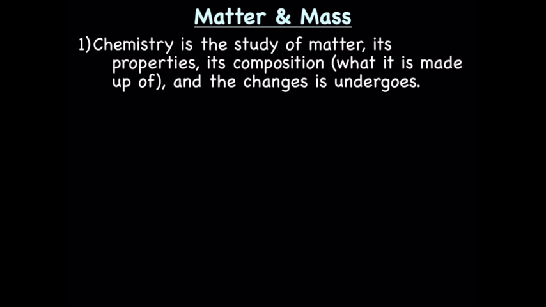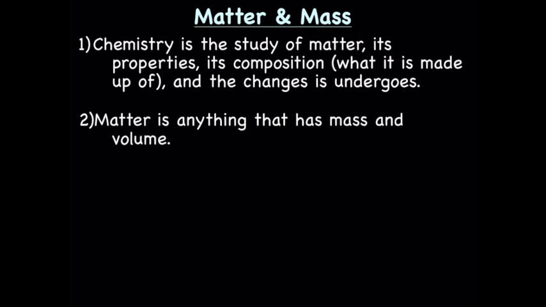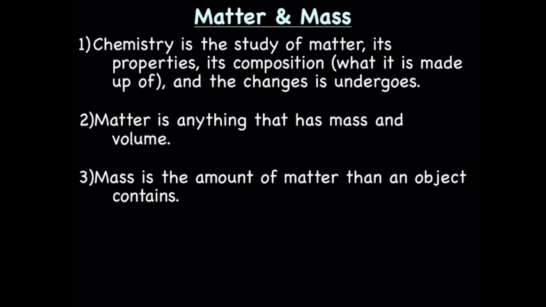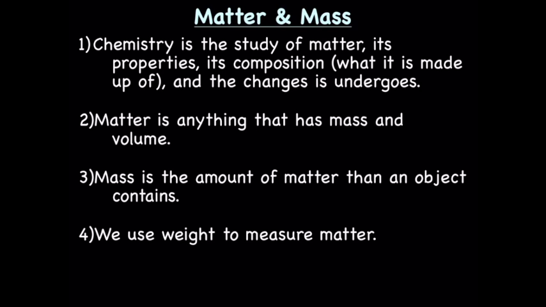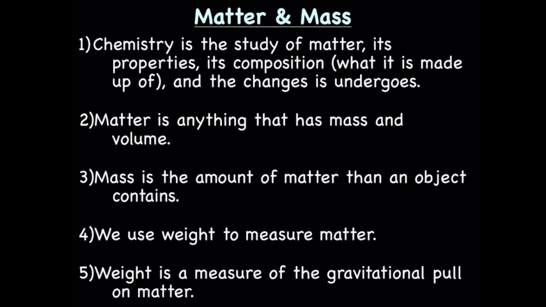So chemistry is the study of matter, its properties, its composition, meaning what it's made out of, and the changes it undergoes. Matter is anything that has mass and volume. So now let's talk about mass. Mass is the amount of matter that an object contains. And we use weight to measure matter. So what is weight? Weight is a measure of the gravitational pull on matter.